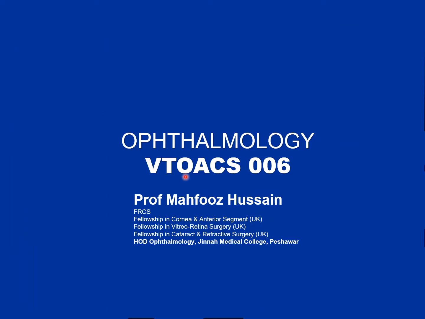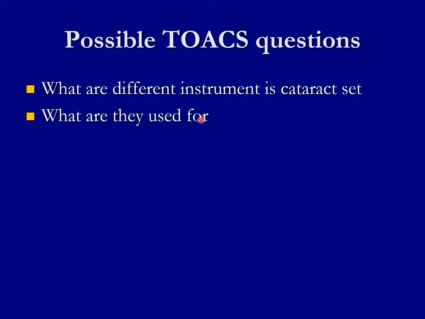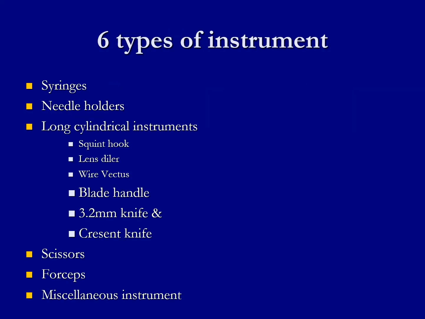In video TOACS 6, we are going to talk about the cataract set, which means the instruments used in cataract surgery. Possible TOACS questions are: what are the different instruments in the cataract set and what are they used for? For simplification, I've divided them into 6 types of different instruments in the cataract set.